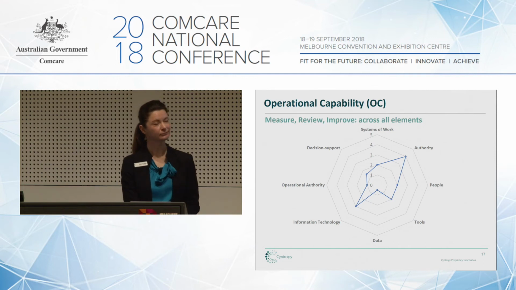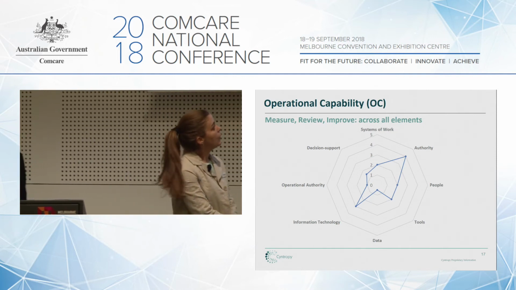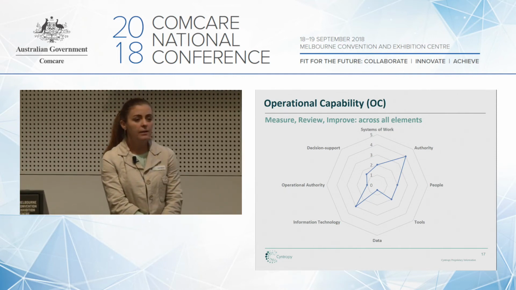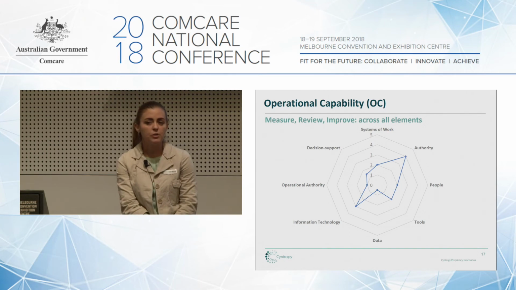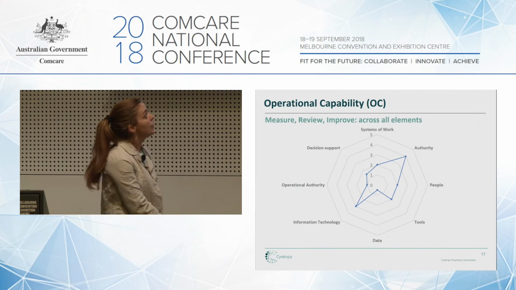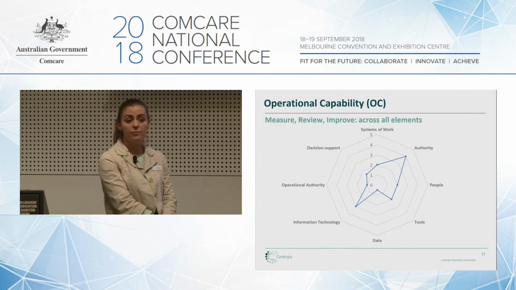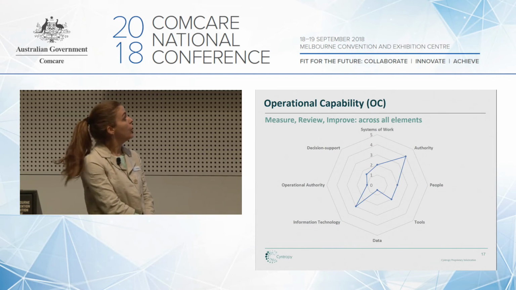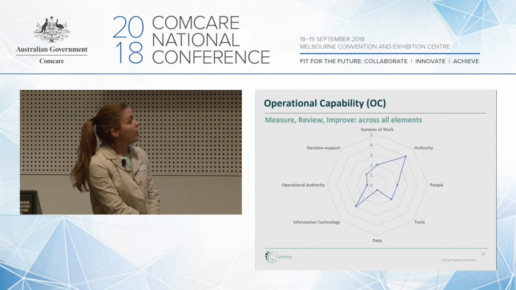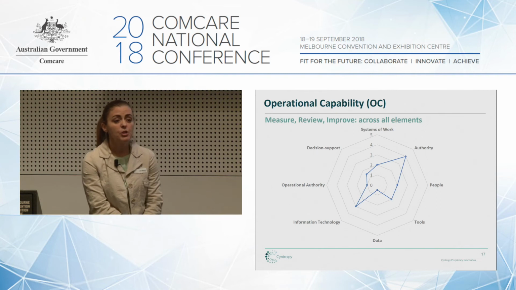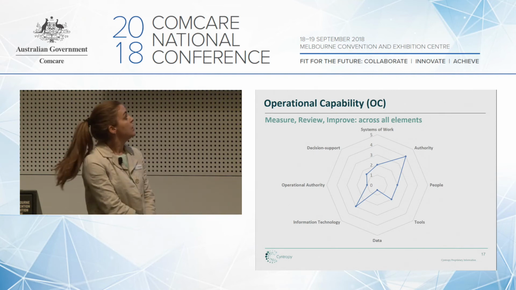So Kim talked about the Jenga pieces. So each element here is a Jenga piece in the operational capability leg of the stool. Okay, so each part of this is actually required by Corey and Fiona in the delivery of their work. The radar graph here obviously represents their maturity across those.